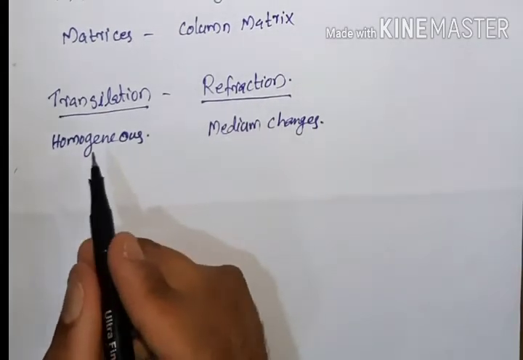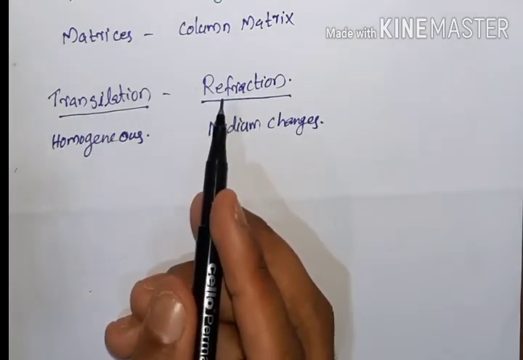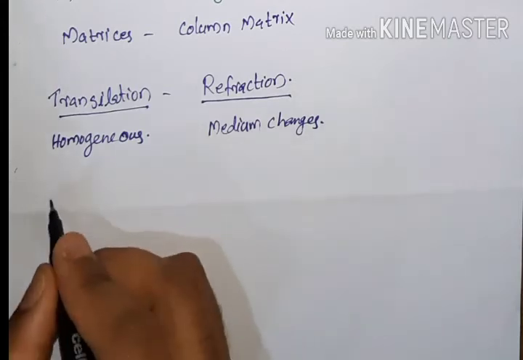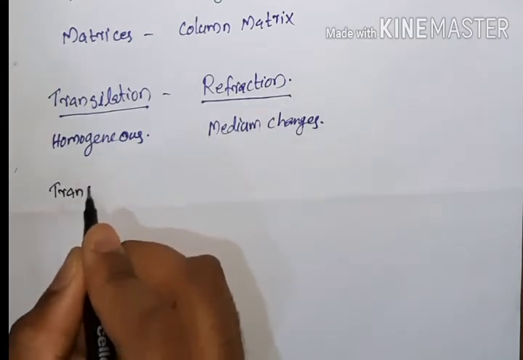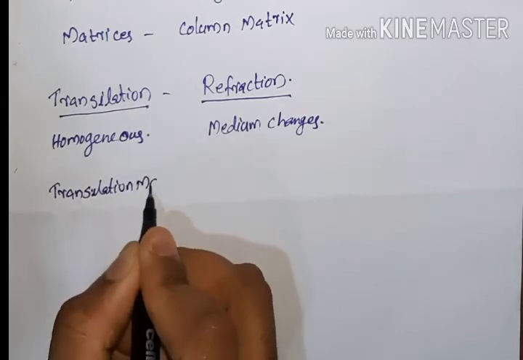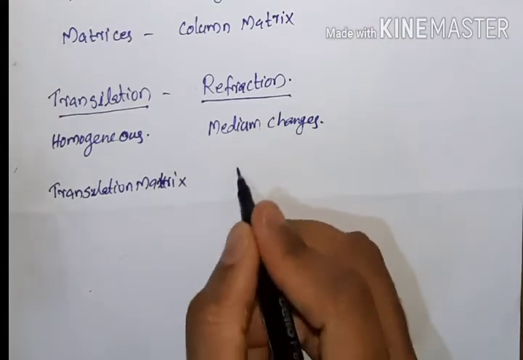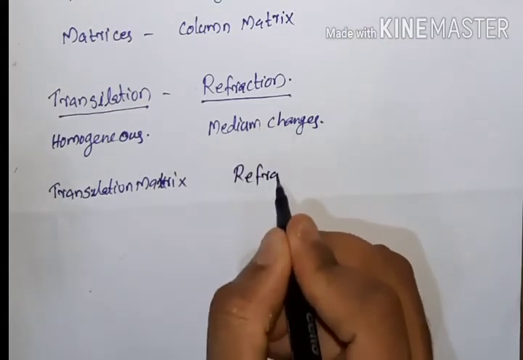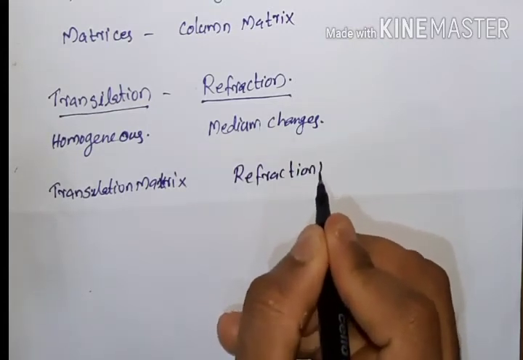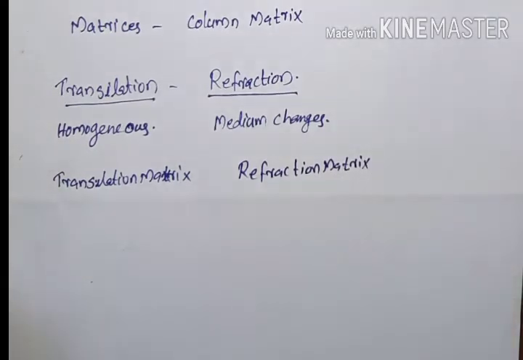So to represent these translation and refraction processes, we have two different matrices. One is the translational matrix for translation, and the other is a refraction matrix for representing the refraction process.